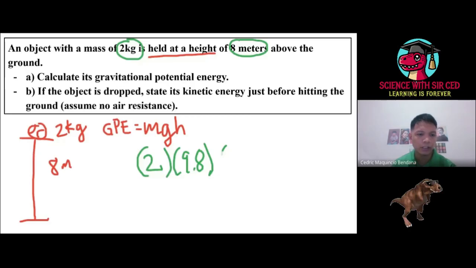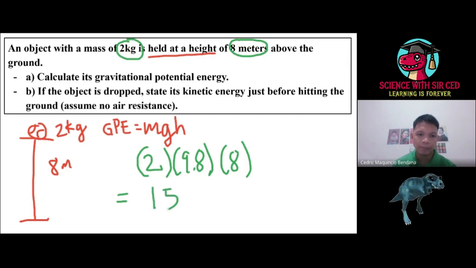Using your calculator, the operation is only multiplication. Okay, you can do it by yourself. So 2 multiplied by 9.8 multiplied by 8, and then click the equal sign. You are going to get 156.8 joules. 156.8 joules.